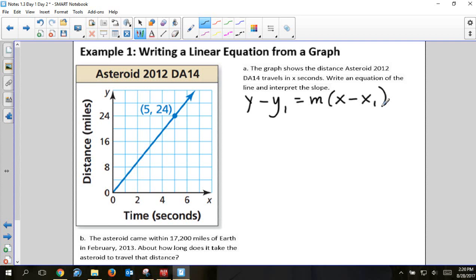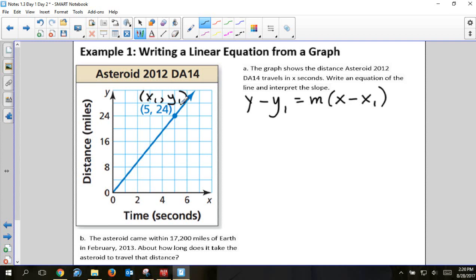Let's look at the graph. Do we have a point? What is the point? So I have the ordered pair x1, y1, that's 5, 24. That is a point. That's the point I'm going to use in point slope form.